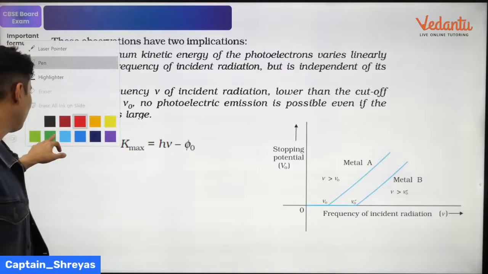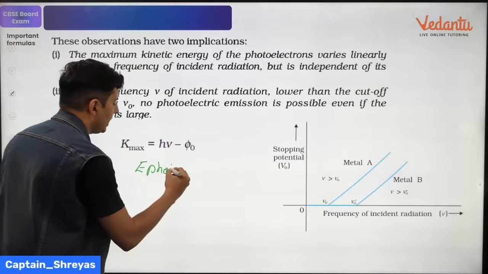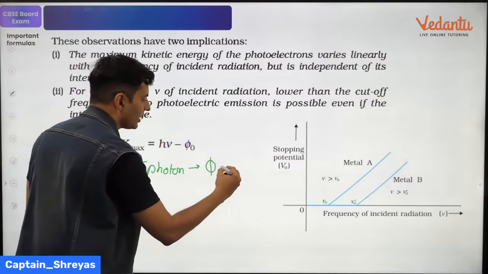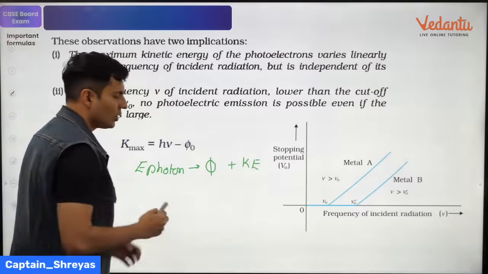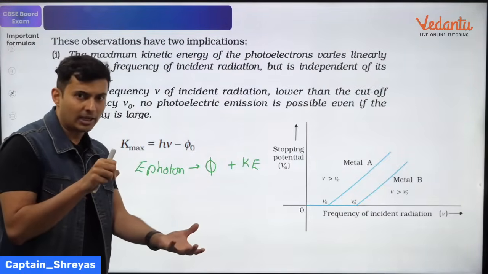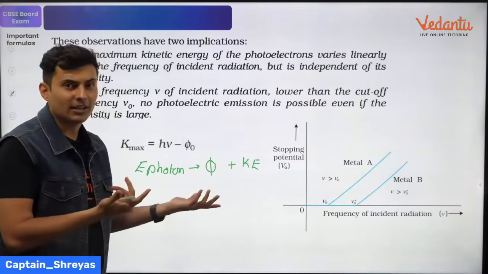But if you don't like this, I'll give you a better way of looking at it. Energy of the photon goes into two things. One is the work function, and the second thing is the kinetic energy. So if I give 100 joules, maybe 30 joules is required to eject the electron. The remaining 70 will be there with the electron as kinetic energy.